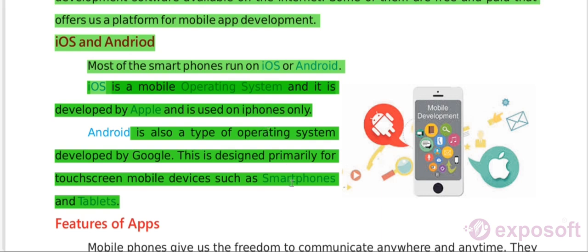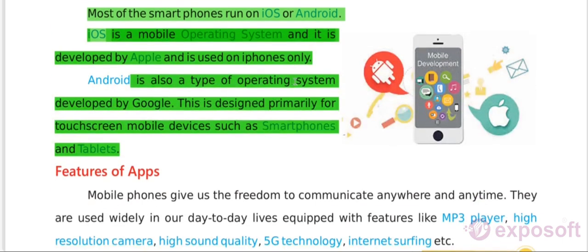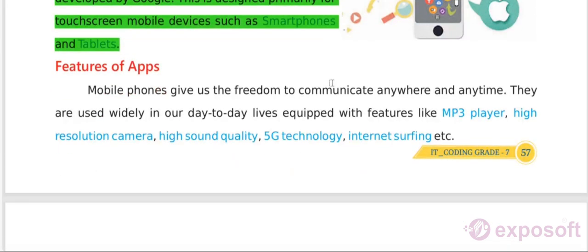iOS and Android. Most of the smartphones run on iOS or Android. iOS is a mobile operating system developed by Apple and is used on iPhones only. Android is also a type of operating system developed by Google. This is primarily designed for smartphones and tablets.